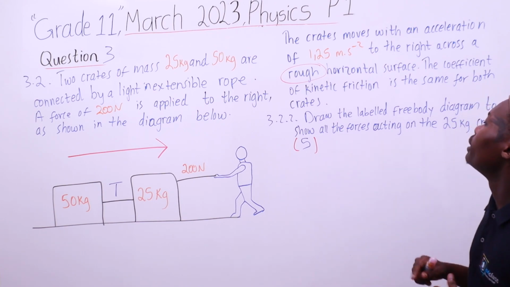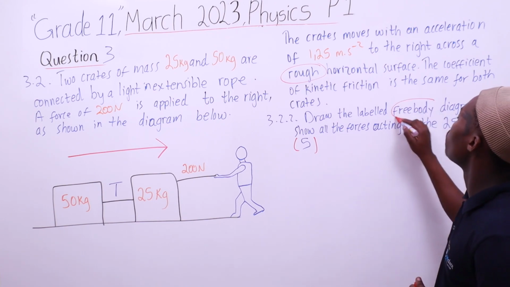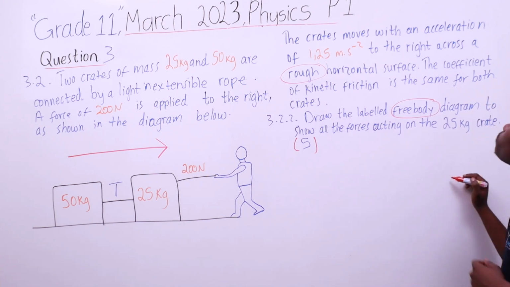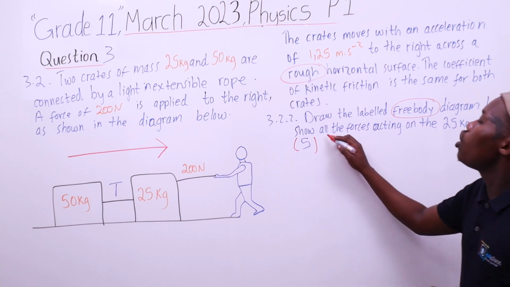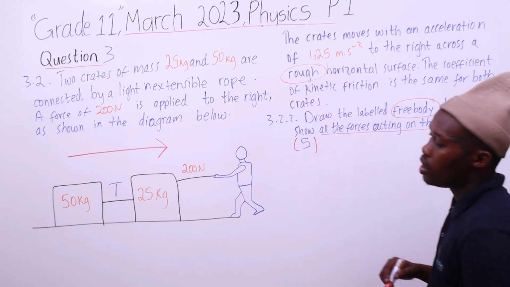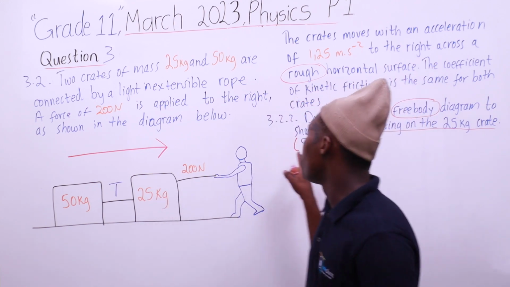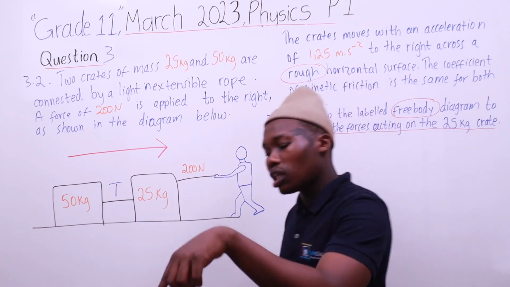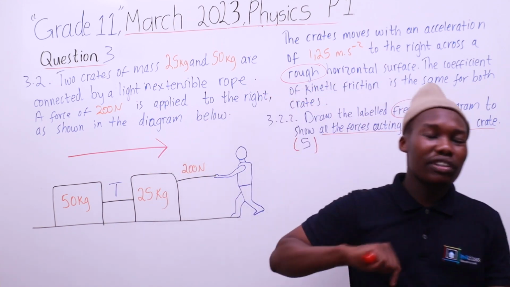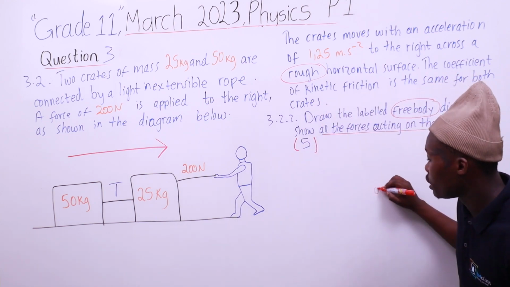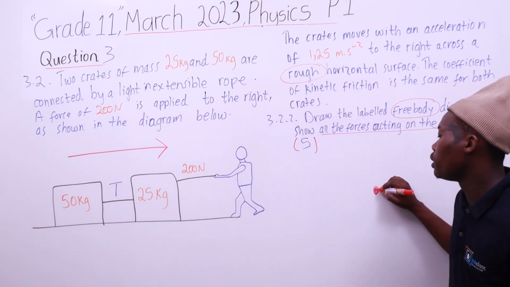Draw the labeled free body diagram to show all the forces acting on the 25 kg crate. Five marks, which means you must include all the forces on your free body diagram. So we start drawing, a dot.